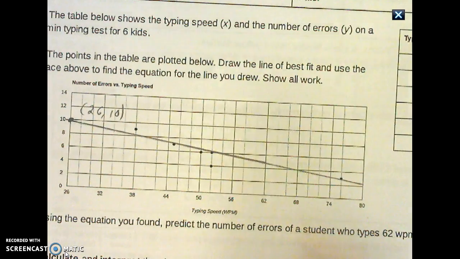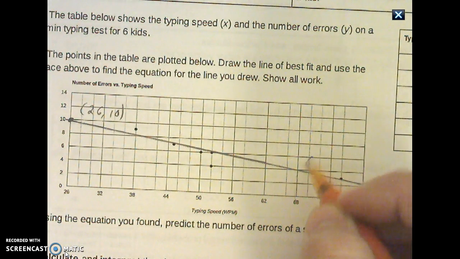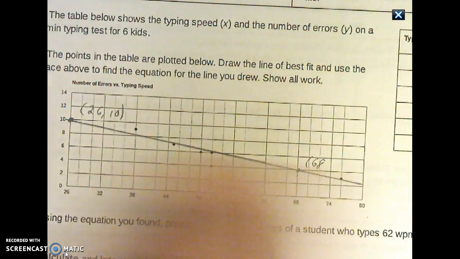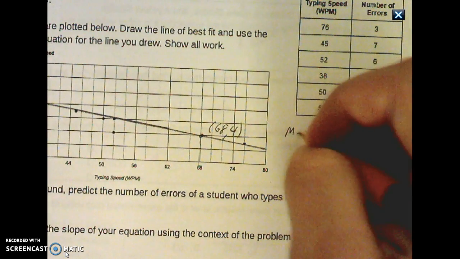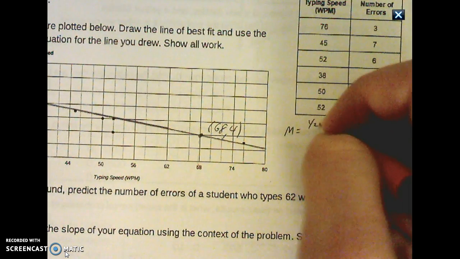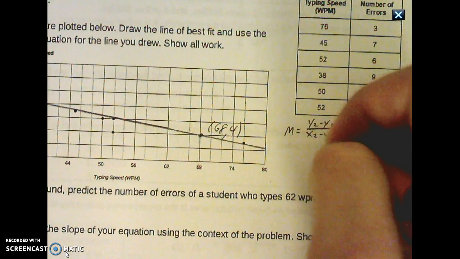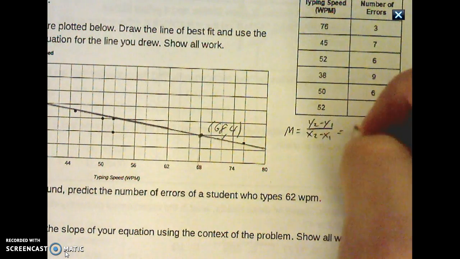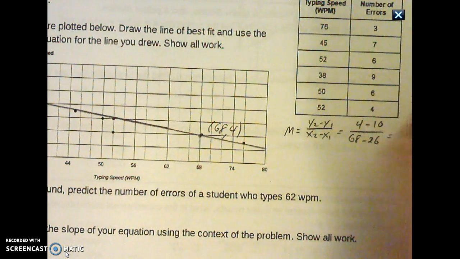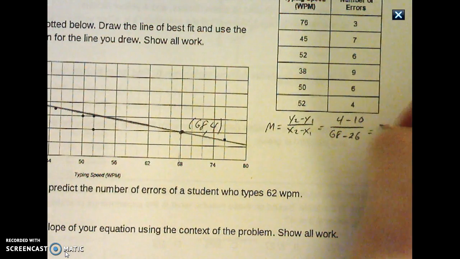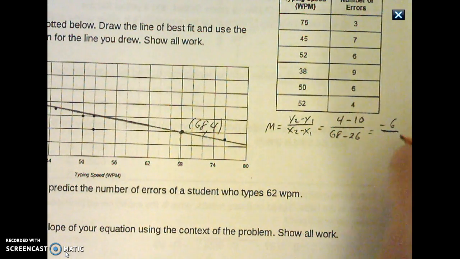And then I'm also hitting, let's see here, 68, 4. Okay, cool. So I'm going to use my slope formula: y2 minus y1 over x2 minus x1. So we're looking at 4 minus 10 divided by 68 minus 26. And 4 minus 10 gives me negative 6, and then 68 minus 26 gives me 42. So I'm looking at a negative 1/7 slope.